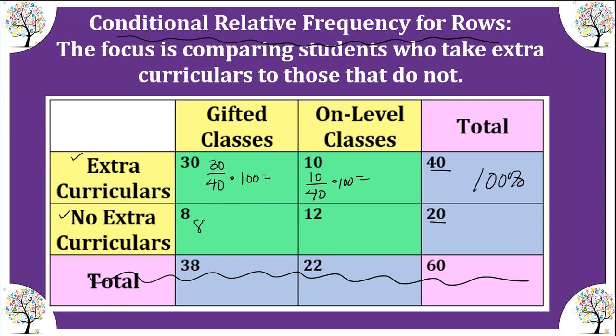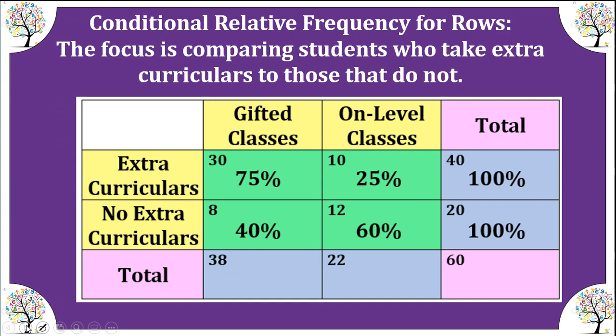And of course, this will be 100%. And in this row, we will be dividing by the 20. And of course, here we'll have 100%. So this is going to be basically looking, if you are in extracurriculars, are you more, less, or equally likely to be in a gifted class as if you don't take extracurriculars? Is there a correlation, or I should say an association, of those who participate in extracurriculars and being in a gifted class or on level?